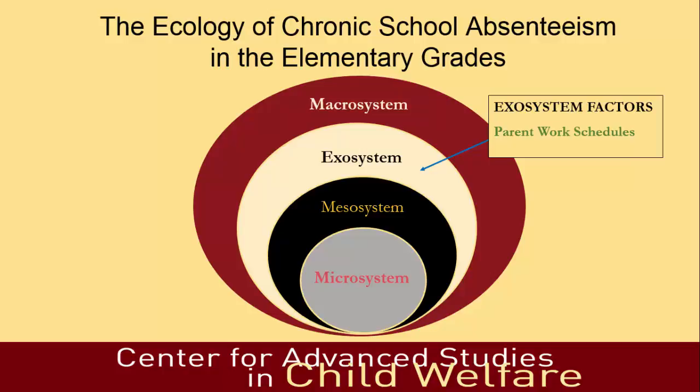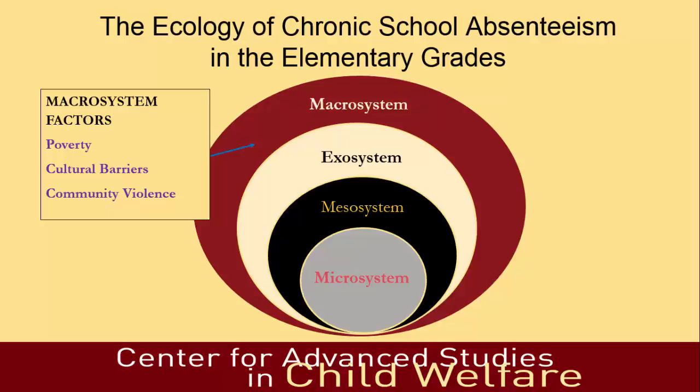The exosystem contains settings in which the child does not participate, but which have an impact on the child. In terms of chronic school absenteeism, little research has been done examining the exosystem. However, one study did find that parents' employment schedules and responsibilities have a significant impact on the child's ability to get to school, specifically when a parent's job involves working shifts that lead them to either be asleep or out of the house when the children need to get up and get ready for school.